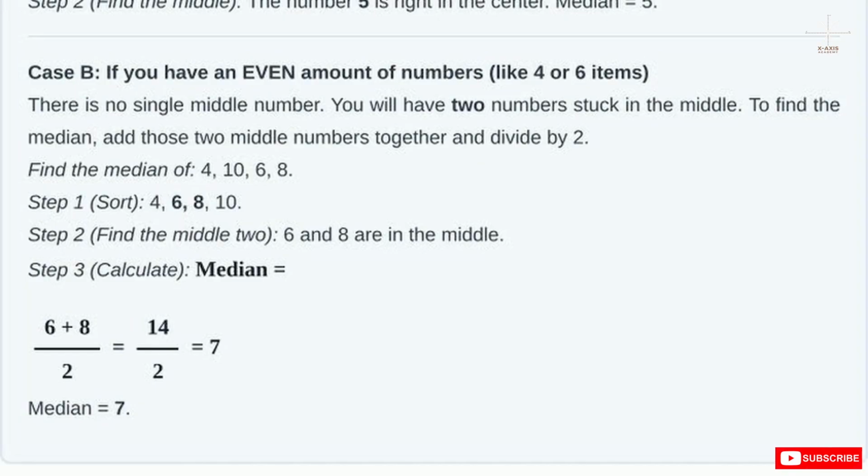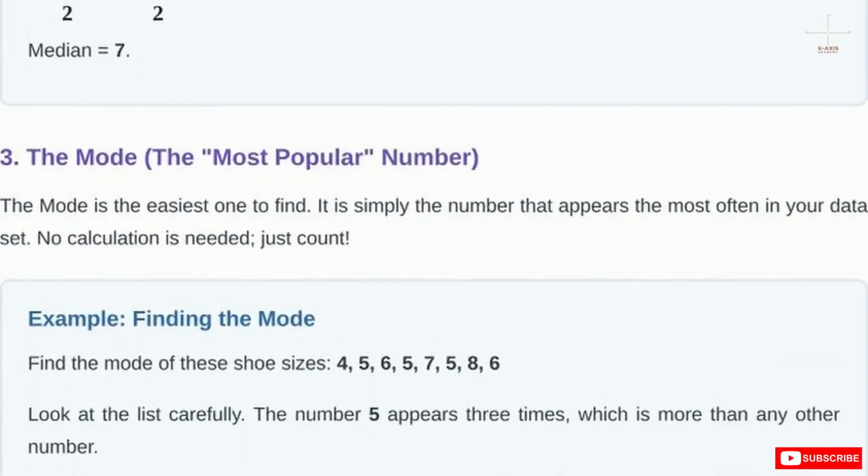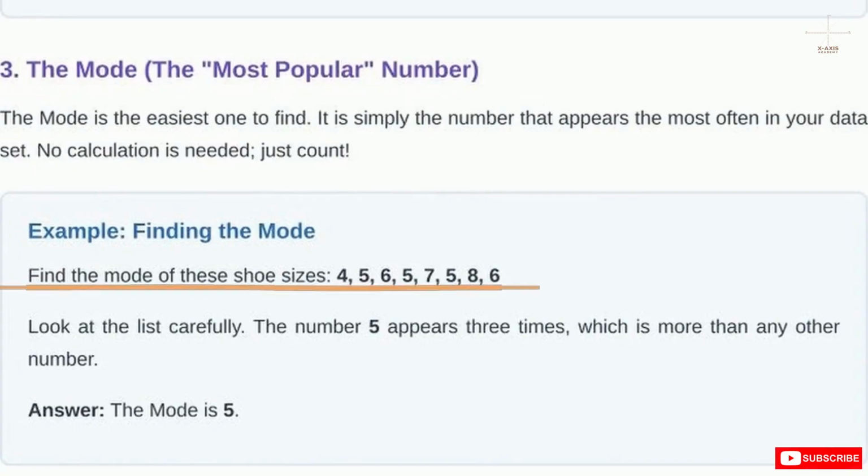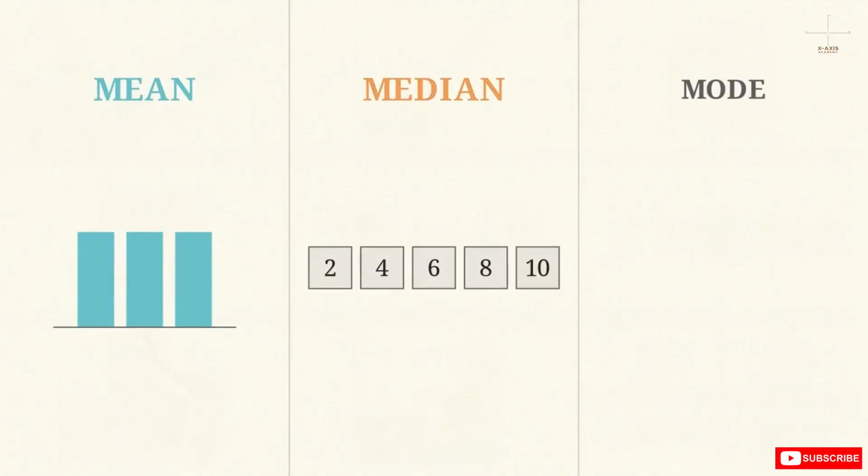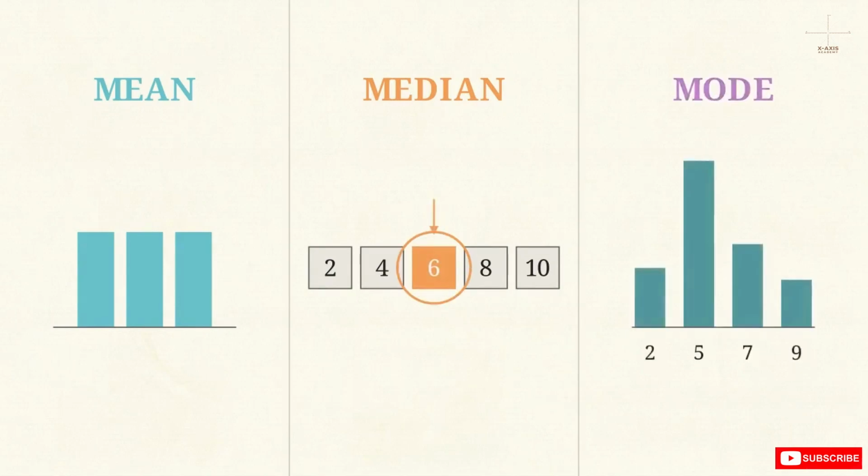The third average is the mode, and it requires 0 math. You only need to count. In this list of shoe sizes, the number 5 appears 3 times. Because it appears most often, 5 is the mode. These 3 tools serve different purposes. The mean calculates a mathematical center. The median finds the strict positional middle. And the mode identifies the most common reality in the group.